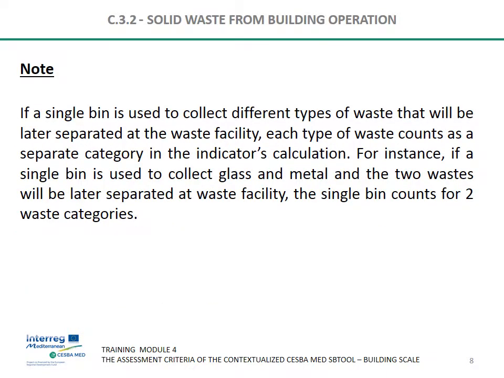If a single bin is used to collect different waste types, then this can be added more than once. So it means that if a single bin is used to collect both glass and metal, then this will have a value of 2 rather than 1.